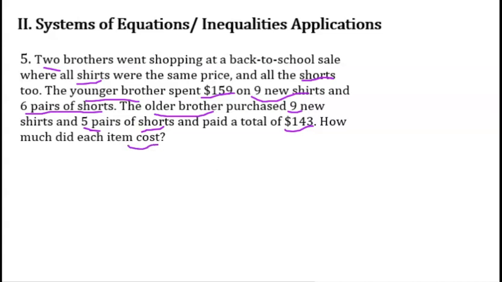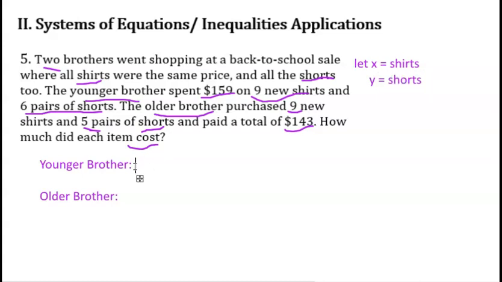So we want to set up the system first. There's 2 brothers, so there's 2 equations here. We'll have the younger brother and we'll have the older brother. We'll let X represent shirts, and we'll let Y represent the shorts.